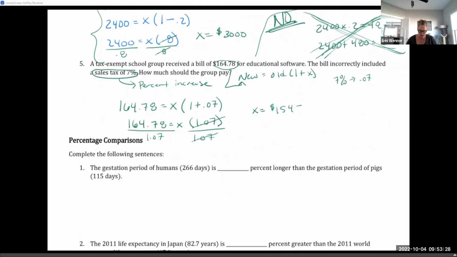So number 1 says the gestation period of humans is approximately 266 days and is blank percent longer than the gestation period of pigs, which is 115 days. So because the gestation period of humans is longer than the gestation period of pigs, we are dealing with a percent increase.